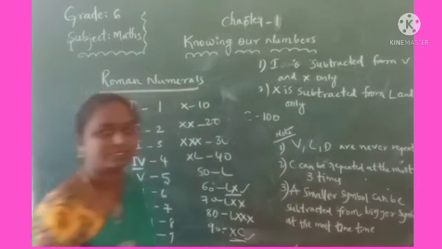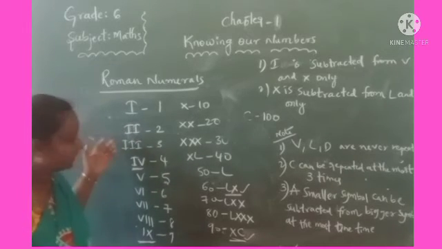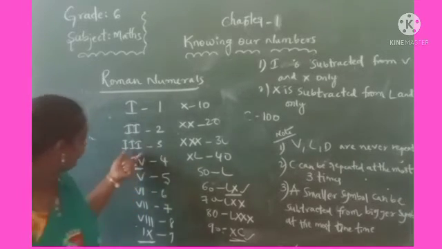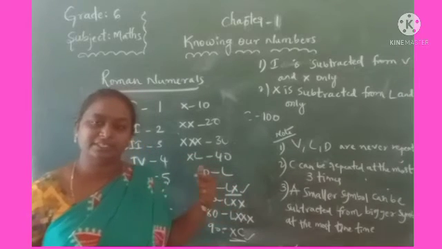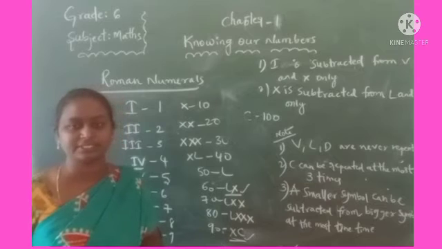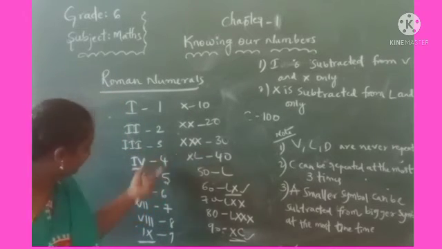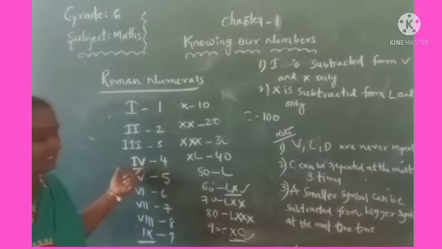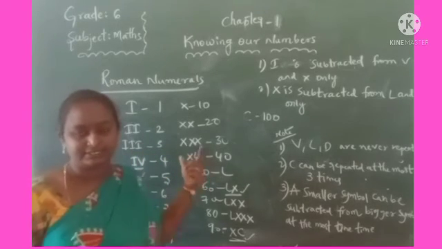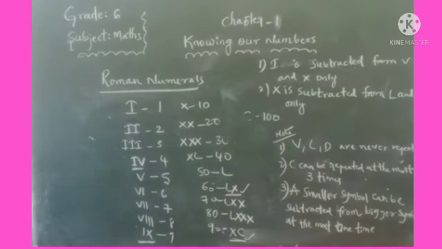So these are the rules you have to remember while writing the Roman numerals. And see, we can write one Roman numeral. So we can say that a letter can be repeated how many times? At most 3 times. So see here, I is repeated 3 times. More than that, is there? No. We can write any letter only 3 times. Right.